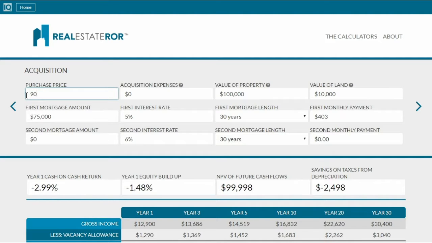Let's see what happens if I change my purchase price to $90,000 and change my mortgage amount to 80% of the purchase price. Did you notice that? One of the things I love is how this calculator automatically updates my numbers the second I type them in. It saves me so much time. Now, notice what that did to my year one rates of return. You can see I'm now above my 20% threshold.